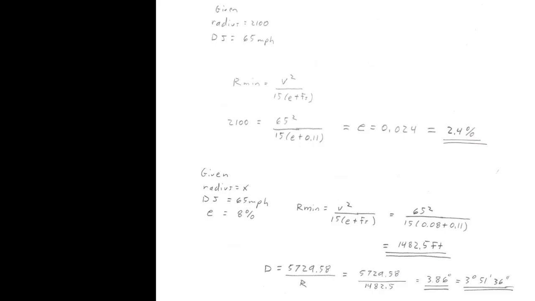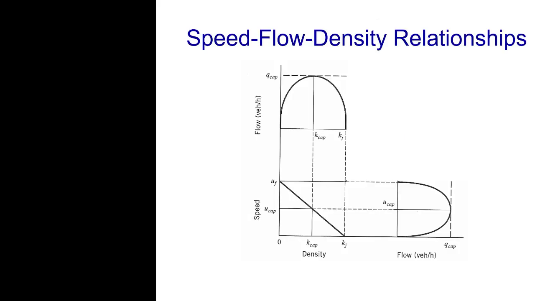Make sure on an exam that you know how to use the degrees, minutes, and seconds function on your calculator. This problem too should take a couple minutes. I would encourage you to stop and review this as well. Speed, flow, density relationships. The top left is flow versus density. The bottom left is speed versus density. The bottom right is speed versus flow. Make sure that you have these general parameters memorized when you go into the exam.